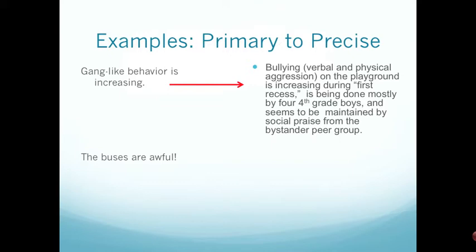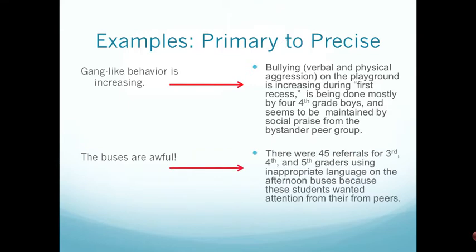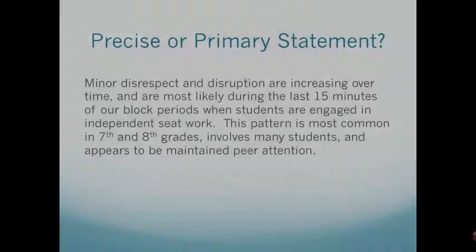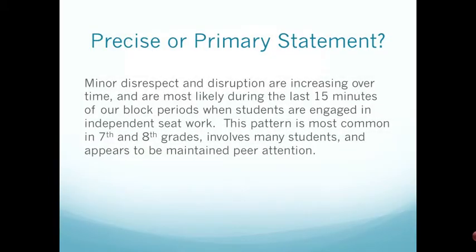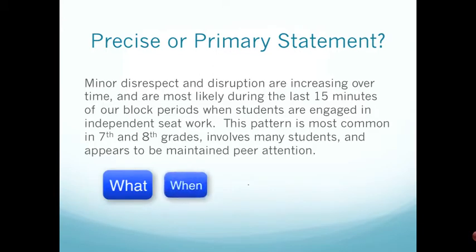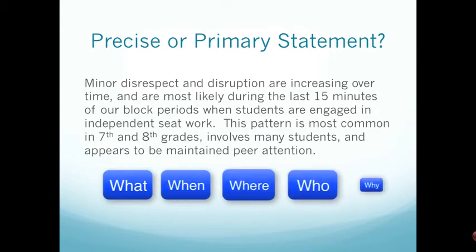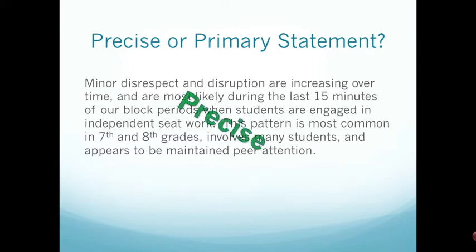Let's take another example. The buses are awful. Again, we don't have any good direction on solutions. However, when we refine this, we now have a better idea of the behaviors that are occurring, when they're occurring, and what's maintaining those behaviors. Take a look at this. Do you think this is a precise or a primary statement? Think about your 5 elements. Does it have a what, a when, a where, a who, and a why? If you can check off all those 5, then we have a precise statement.